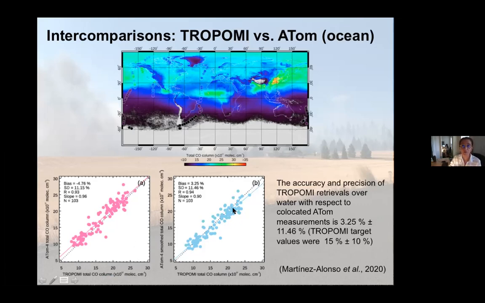And here you have a more quantitative representation of their similarity. This is before applying the TROPOMI averaging kernels and after applying those averaging kernels to make the comparison more apples to apples. You can see that biases in this case were around 3%, which is very good.